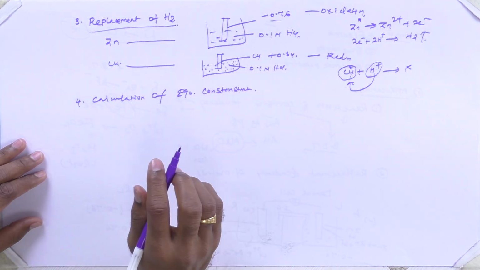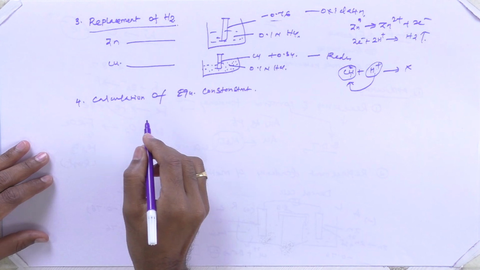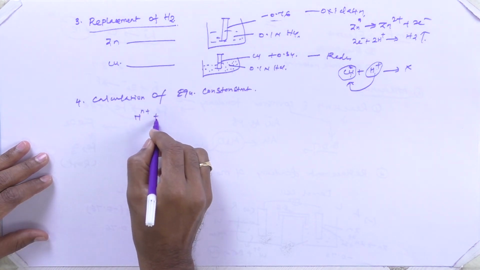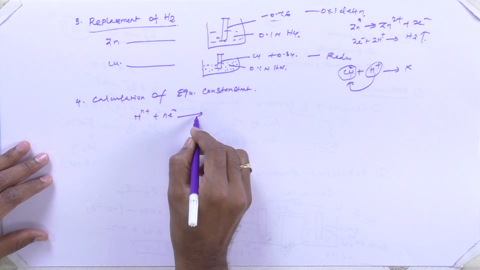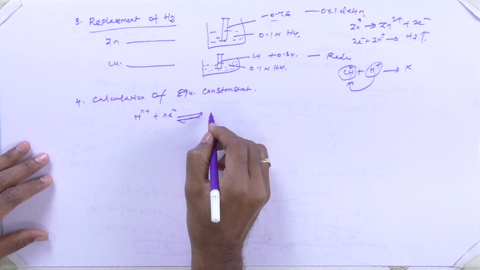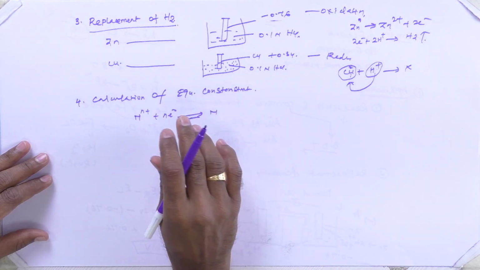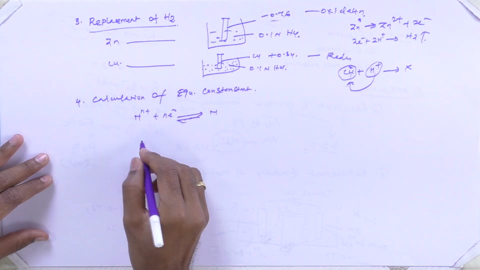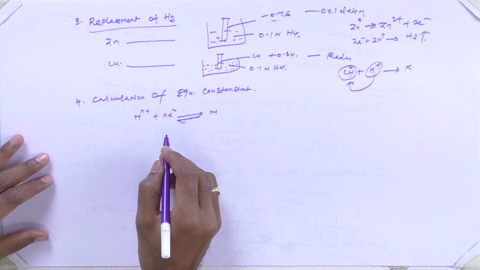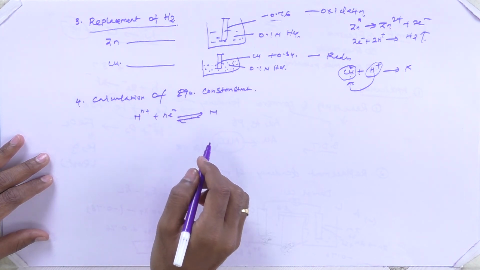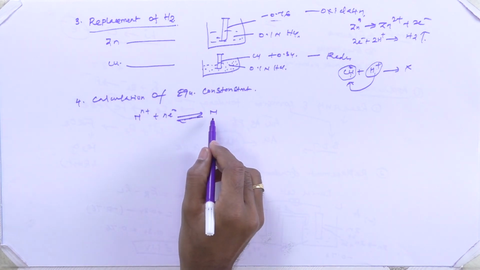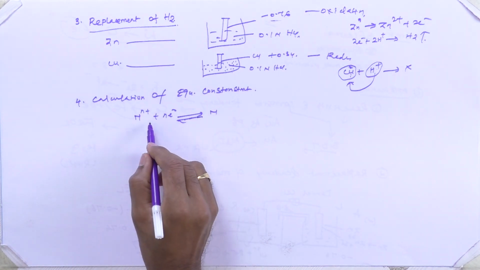Say for example, in any reversible reaction, let us consider the following reversible reaction: Mn+ plus n number of electrons gives M. When you take such a reversible reaction, the equilibrium constant can be easily predicted based on the following equation. Let us consider the following redox reaction.